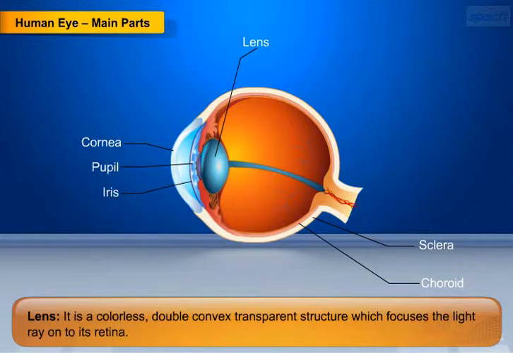Lens. It is a colorless, double convex transparent structure, which focuses the light rays onto the retina. This lens divides the eyeball into two parts, they are aqueous humor and vitreous humor.